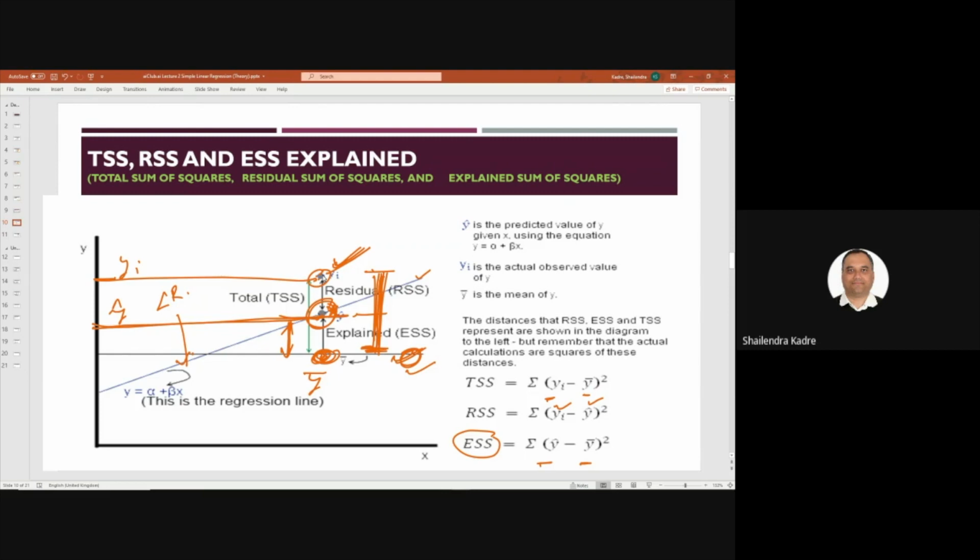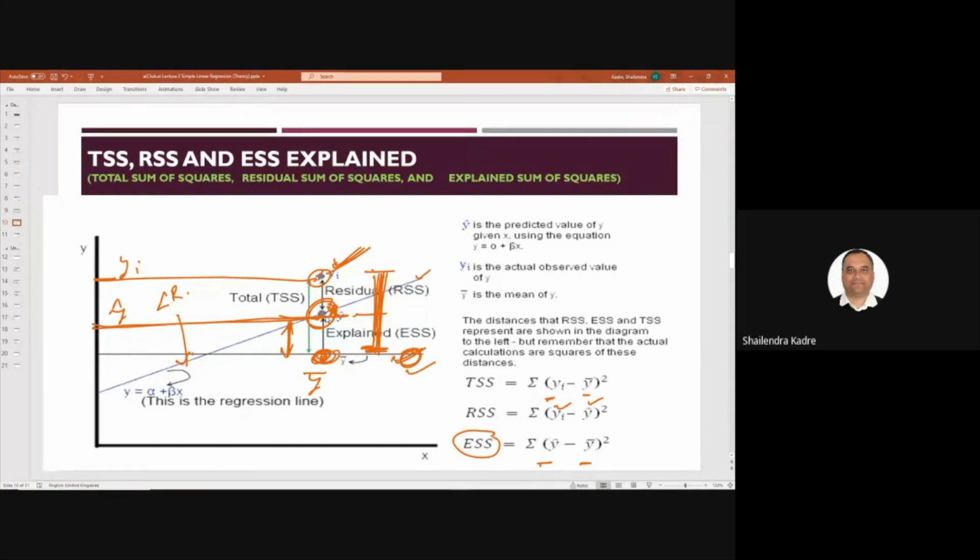The actual value is at this point, and the difference between it and the mean we call ESS, the explained sum. And the residual sum is the difference between actual and observed. So these three terms you have to understand.